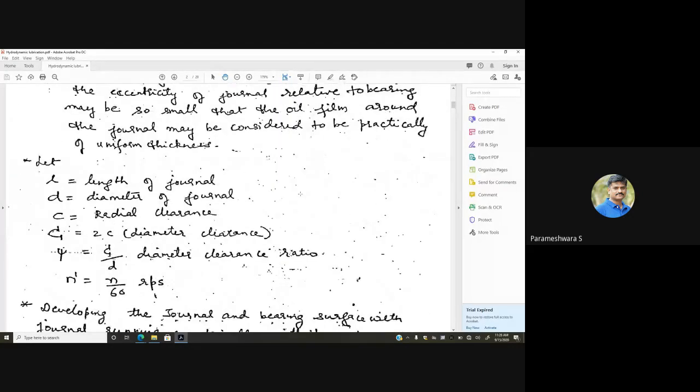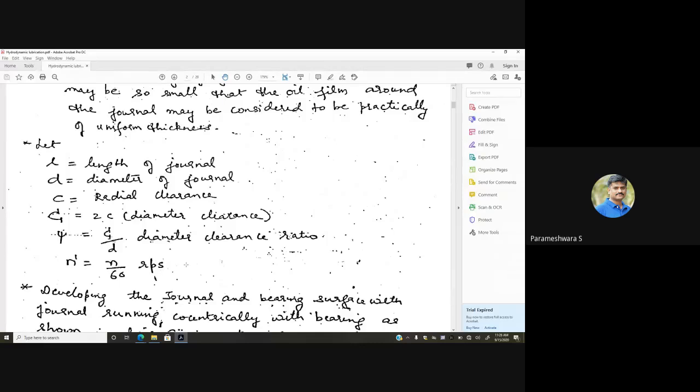Okay. So in order to have a derivation, you consider the geometry of the bearing. L is the length of the journal, that is the shaft. D is the diameter of the journal, c is the radial clearance, and capital C is 2c, the diametrical clearance, and psi is equal to C over D. That is the ratio of diametrical clearance to the diameter of the journal. So that is called the diametrical clearance ratio. The diametrical clearance is 2 times the radial clearance, 2c. And n dash is equal to n over 60, that is in RPS, revolutions per second.